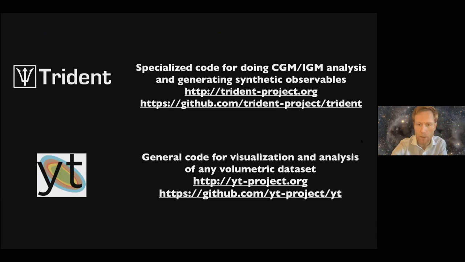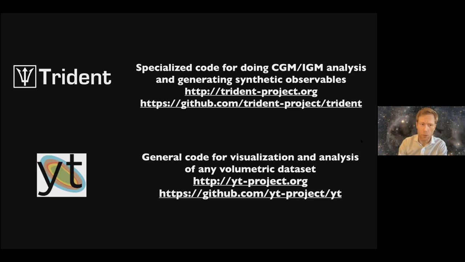Okay, so the two codes that I'm presenting, Trident and yt, are both Python open source codes with a variety of different contributors. First, yt, you probably have heard of. It's a really general code that's used for visualization and analysis of really any volumetric data set. When it was first developed by Matt Turk, who's now a professor at Illinois, it was primarily for astrophysical hydrodynamics data, like I'm showing here, but it has grown to a much larger community with scores of different contributors, and many of them are actually present at this meeting.